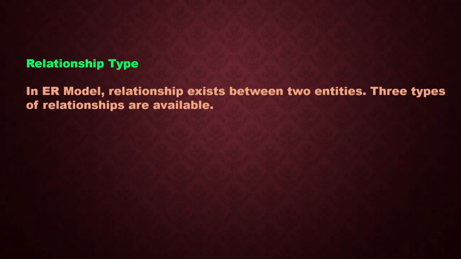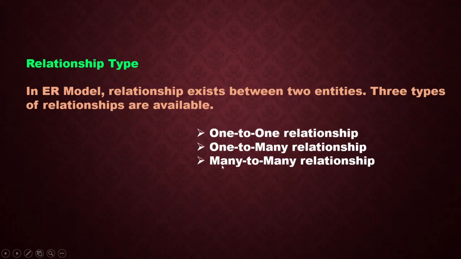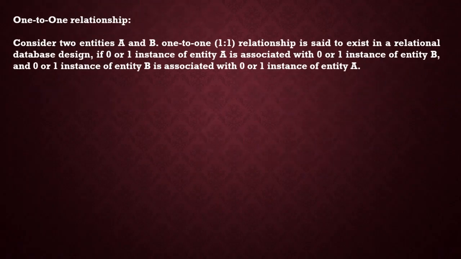According to the ER model, there are three different types of relationships available in the ER model. So they are one-to-one relationship, one-to-many relationship, and many-to-many relationship. Let us learn about these three types of relationship in brief. First, let us see about one-to-one relationship.